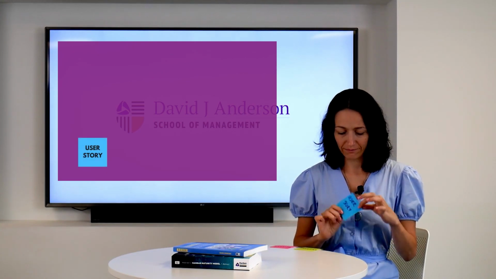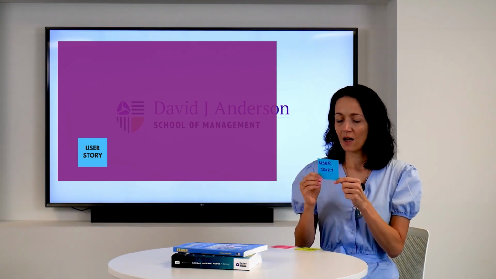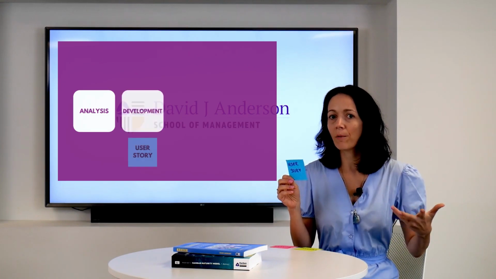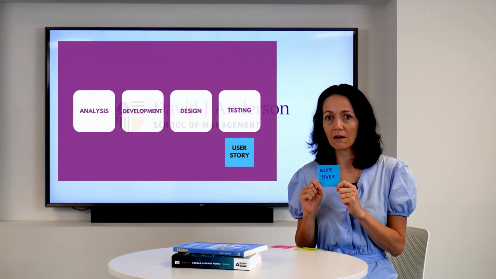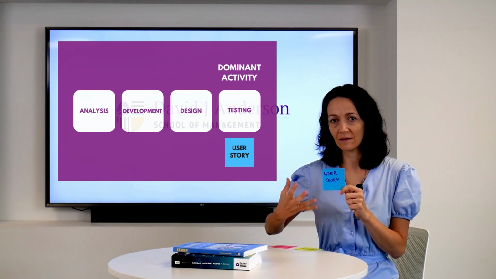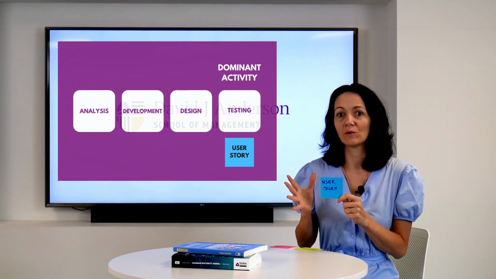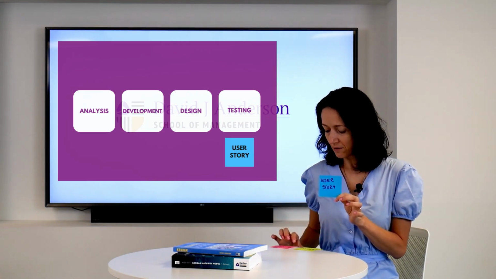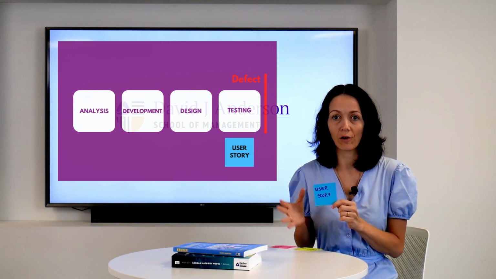So let's imagine we have our ticket on the board, which is a user story. And this user story went through the whole process of, say, analysis, development, design, and now it's in testing. The testing is our dominant activity on this user story, which means that right now we are focusing mostly on testing this item, trying to figure out whether it's working properly or not. And over the course of testing, we have found a defect. And this defect has to be solved by developers.